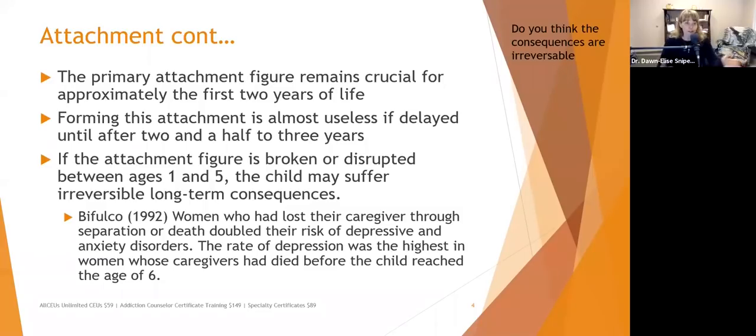Or, heaven forbid, if in early childhood, maybe attachment starts to get established the first couple of months, and then that primary caregiver dies or goes away for some reason. That also breaks that attachment. There are a lot of things that can disrupt this attachment relationship. If the attachment figure is broken or disrupted between the ages of 1 and 5, the child may suffer irreversible, according to Bifulco, irreversible long-term consequences.